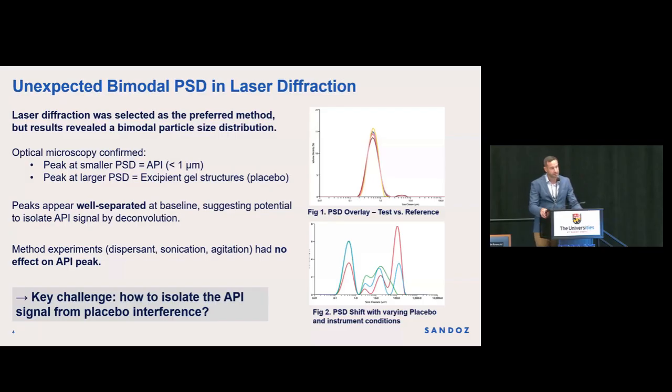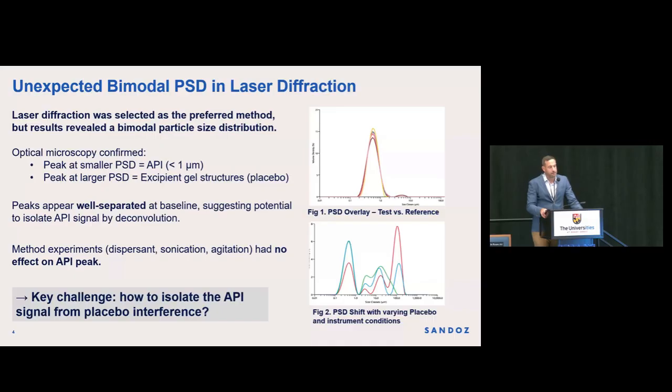This is where we can get results from optical microscopy, which indeed confirmed that the large peak, at the lower, smaller PSD values, really belongs to the API. We did not observe any agglomerates, and the larger PSD peak belonged to the excipient, meaning the placebo. The good thing is that, even if not visible here, the peaks were very well separated at the baseline of the histogram. So one tempting solution would be, let's simply cut it off.